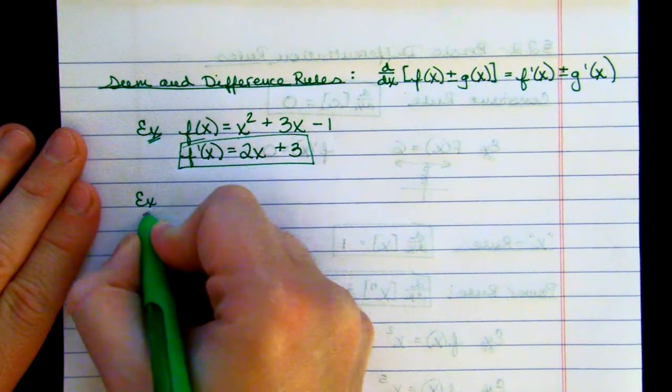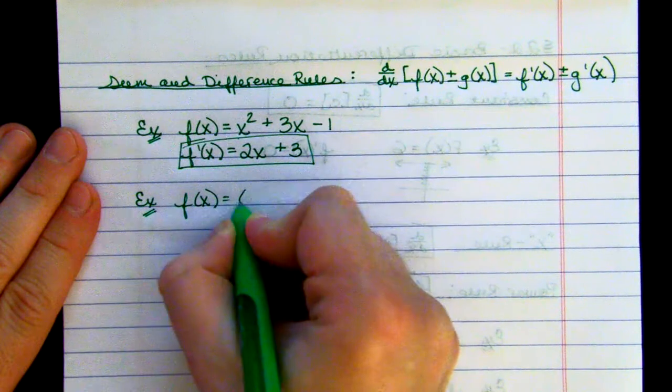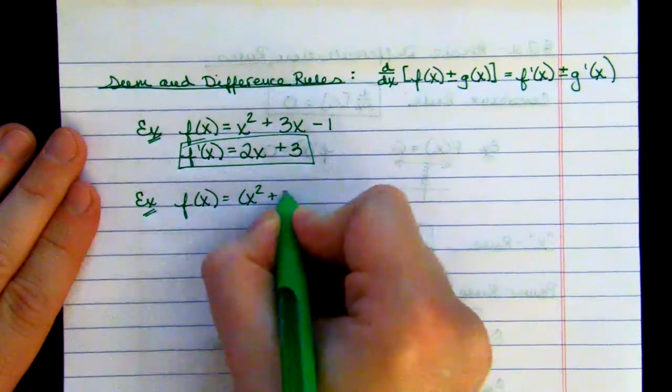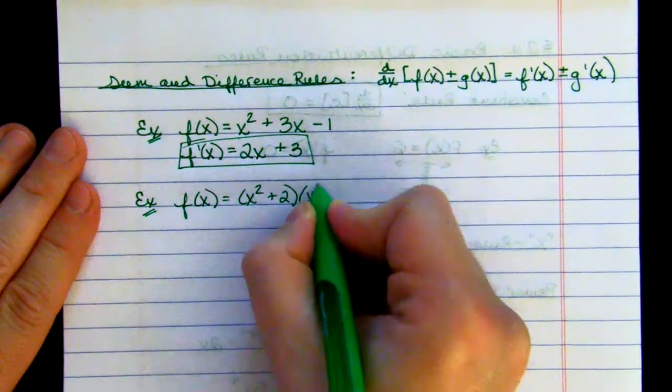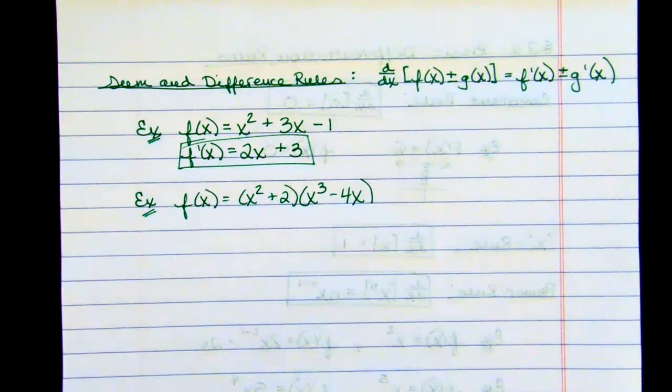Next, let's take a look at f of x equals (x squared plus 2) times (x cubed minus 4x). F of x equals (x squared plus 2) times (x cubed minus 4x).